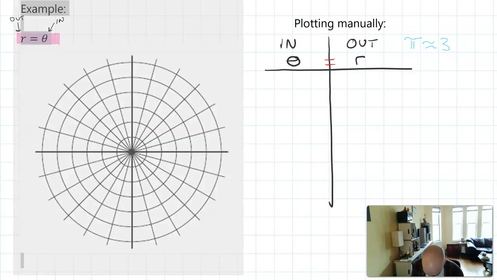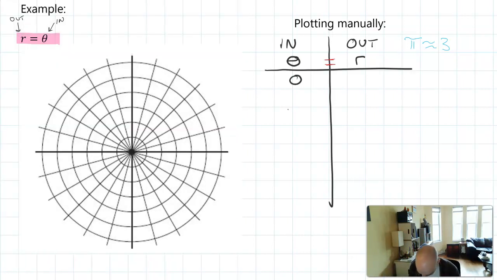So now, if theta is 0, then the output is 0. That would be a point right here, just at 0. If theta is pi over 4, then the output would be 3 over 4. So I'm going to go to pi over 4, and plot the point, something like 3 over 4. Again, we're letting pi be 3. We know this is not quite exactly right. I'm just going to say approximately 3 over 4.